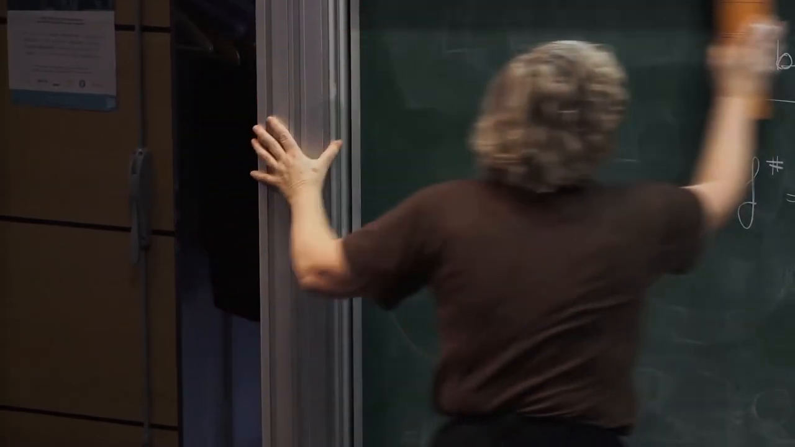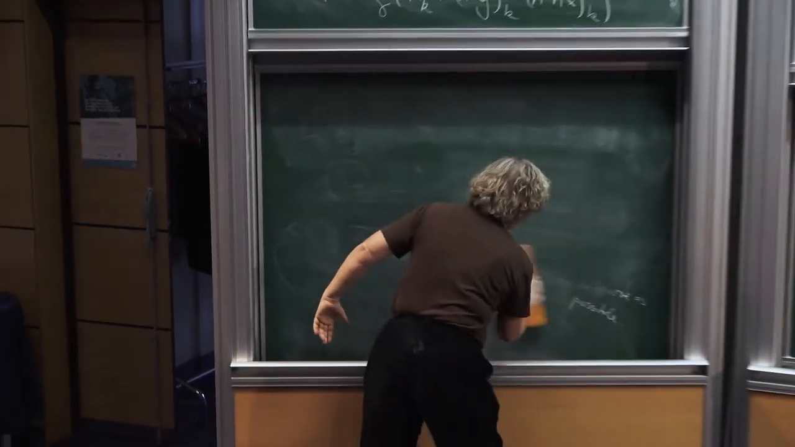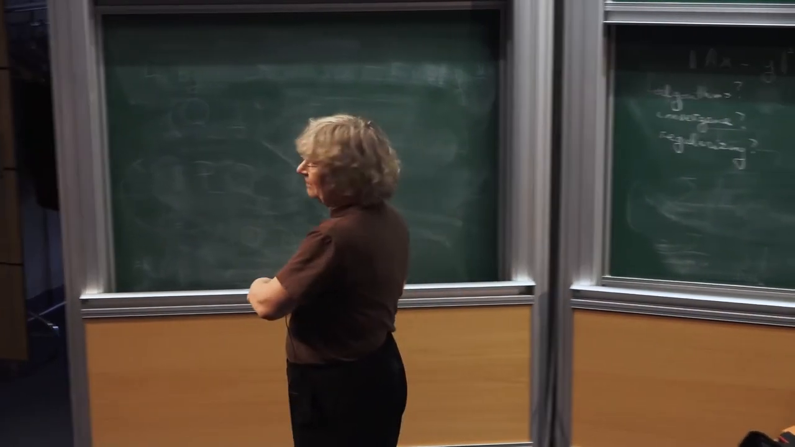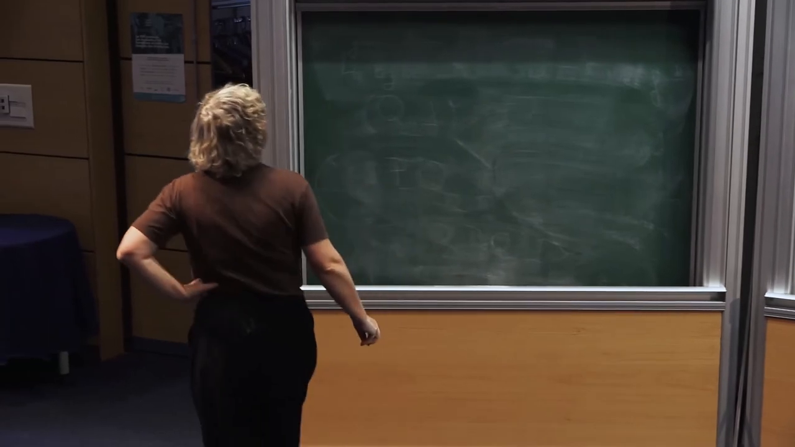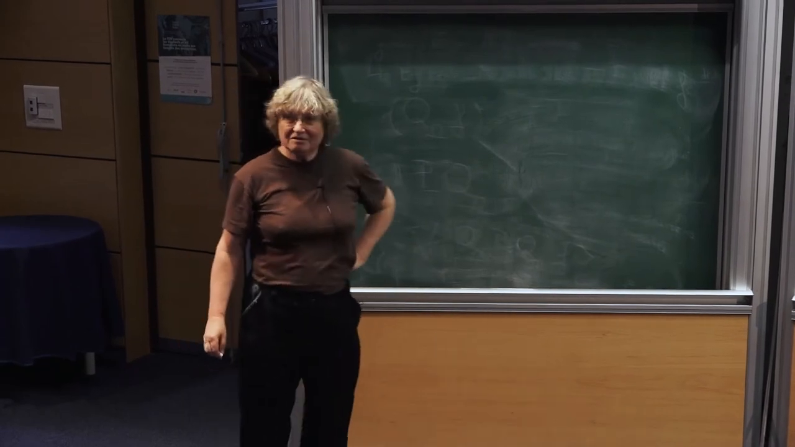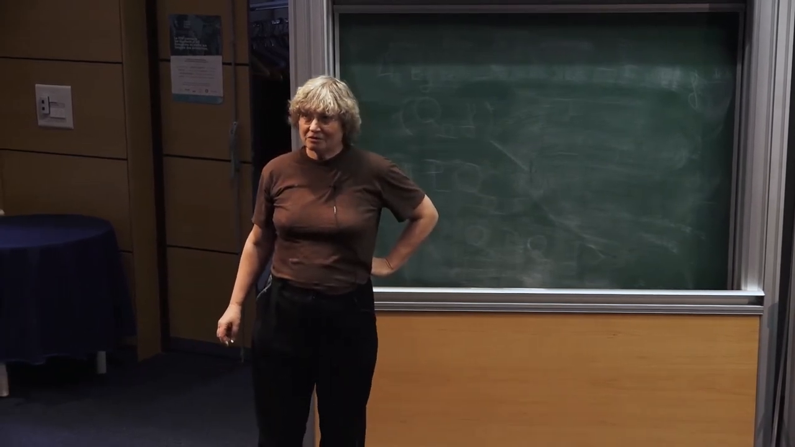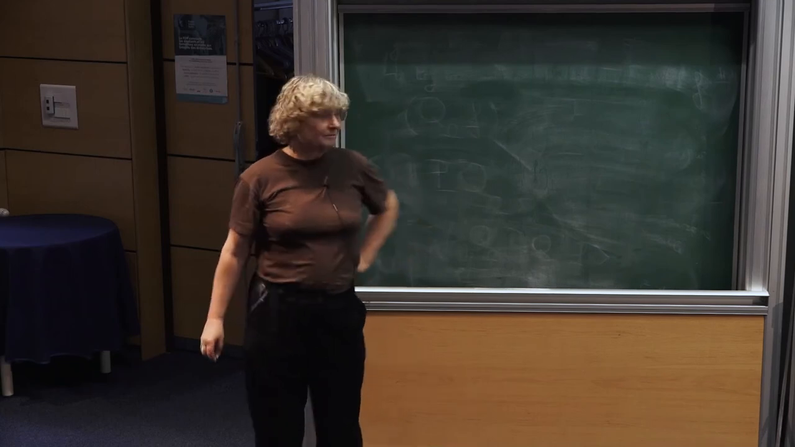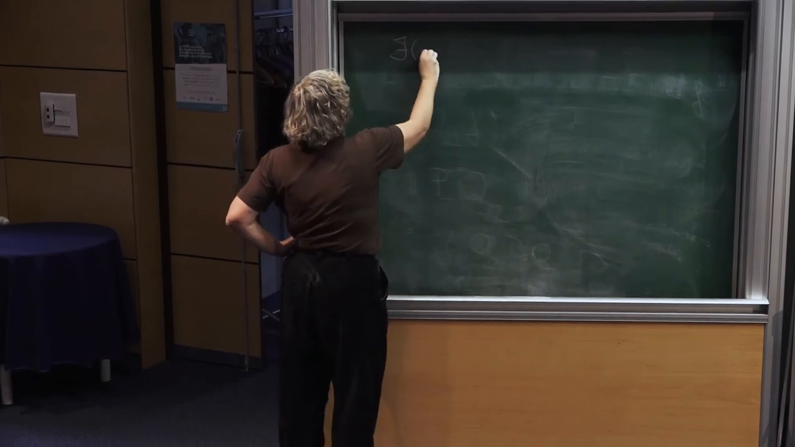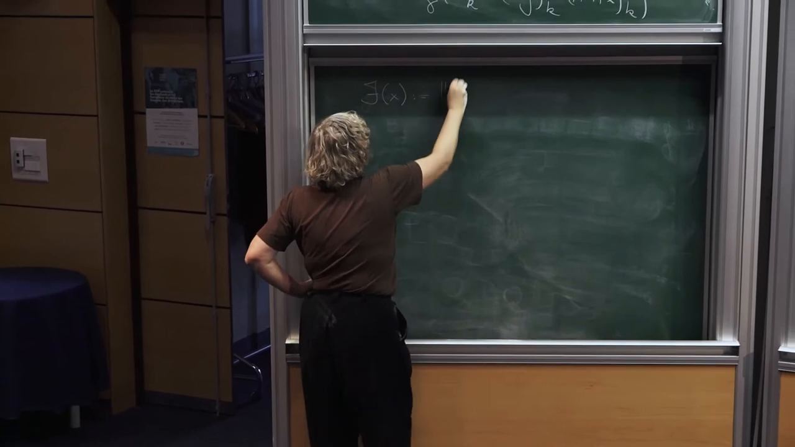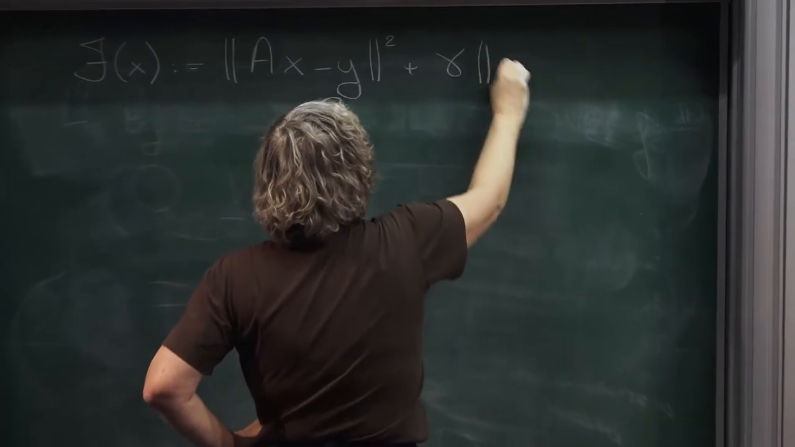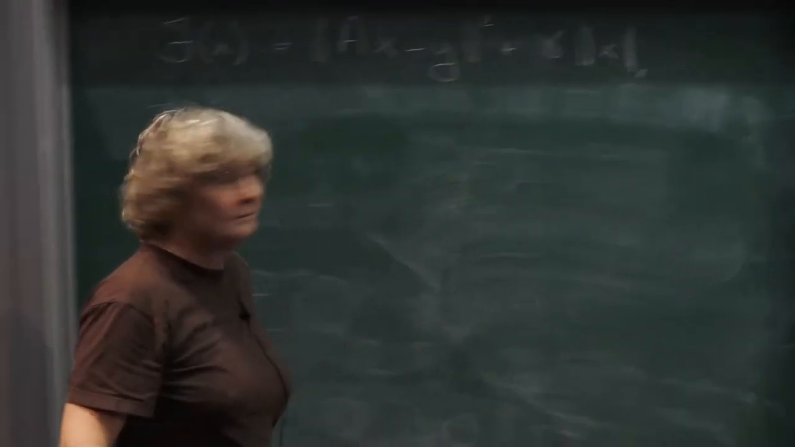In such a case, it's a proximal gradient operator. Yes. But many of the proofs that you have for that are in finite dimension, and I want to prove it's going to converge in infinite dimension. OK, f of x is, by definition, the norm of ax minus y squared plus gamma times the l1 norm of x. Thanks.